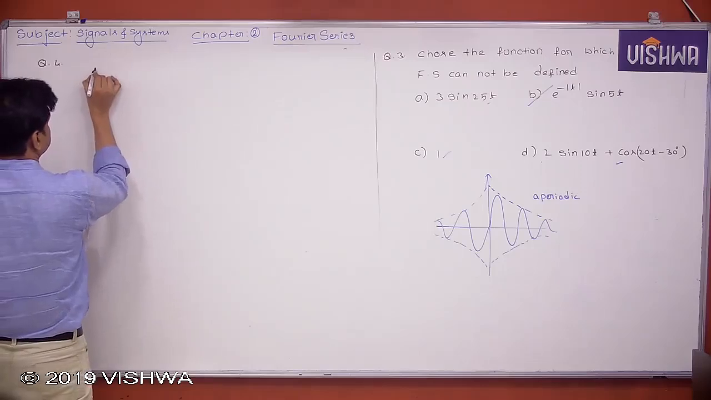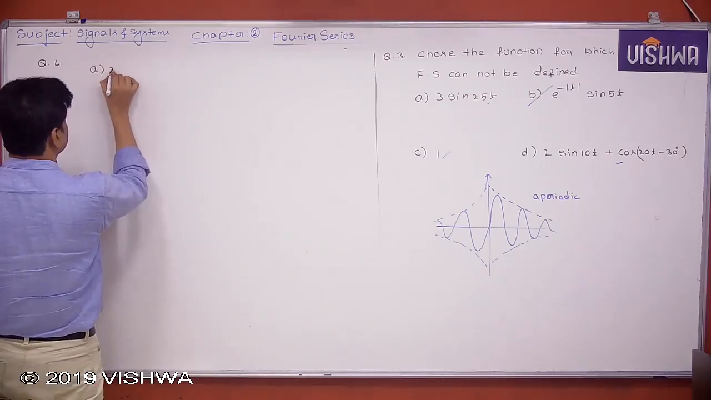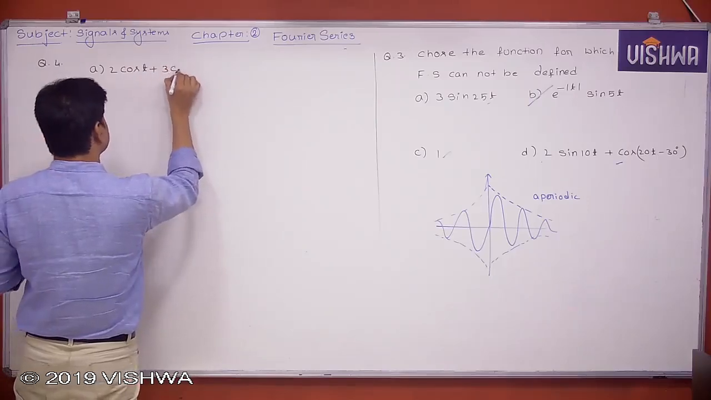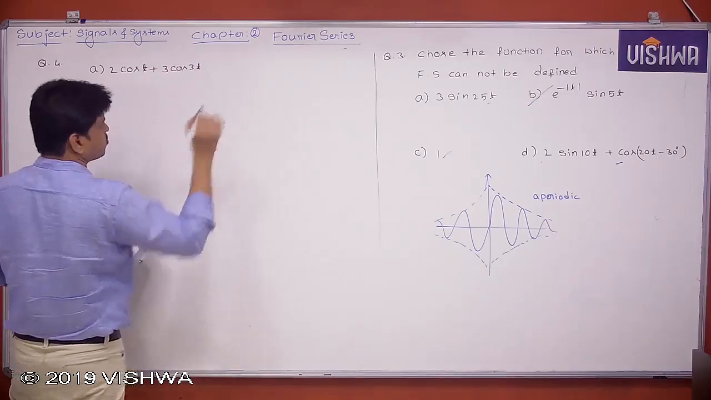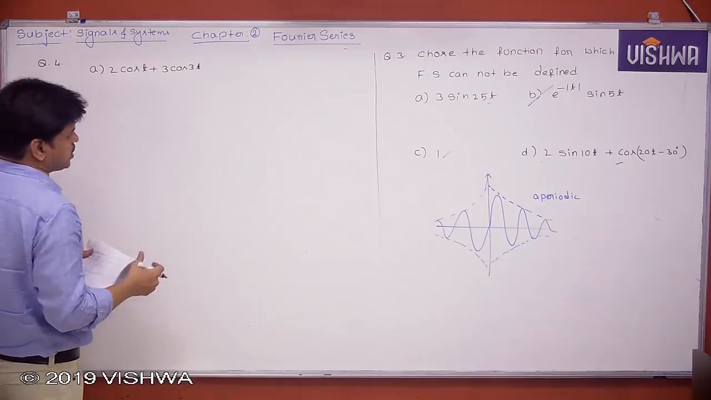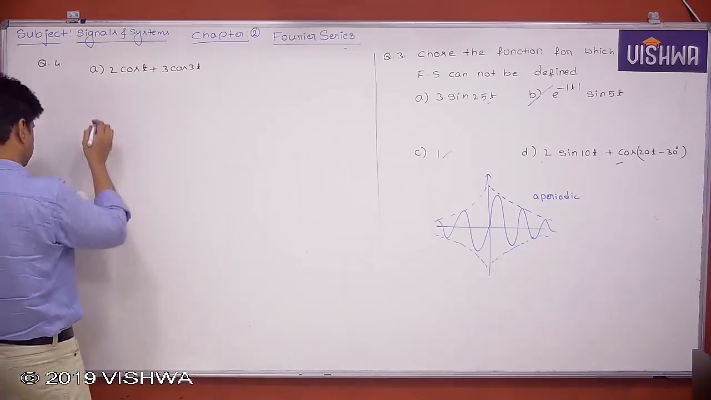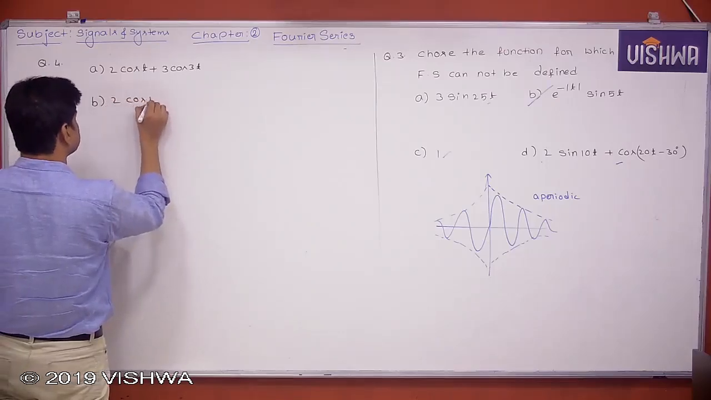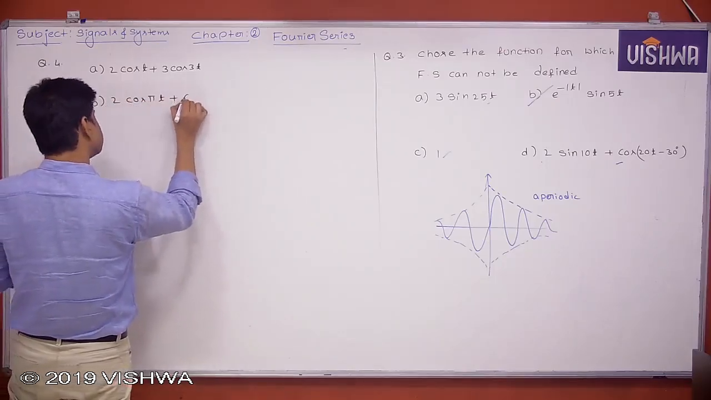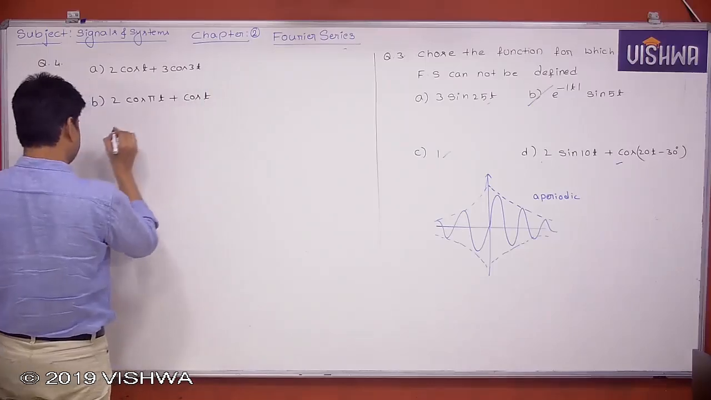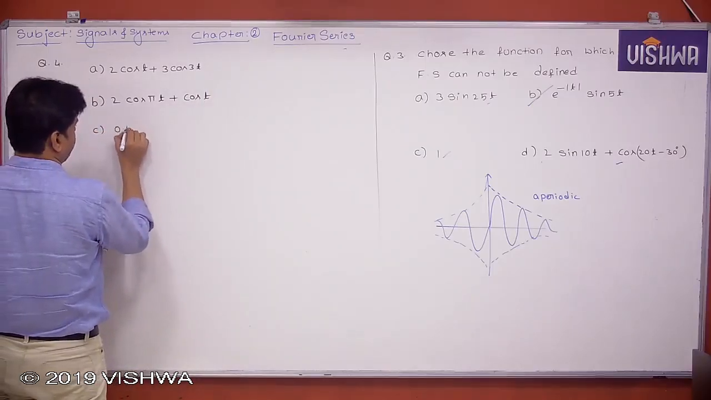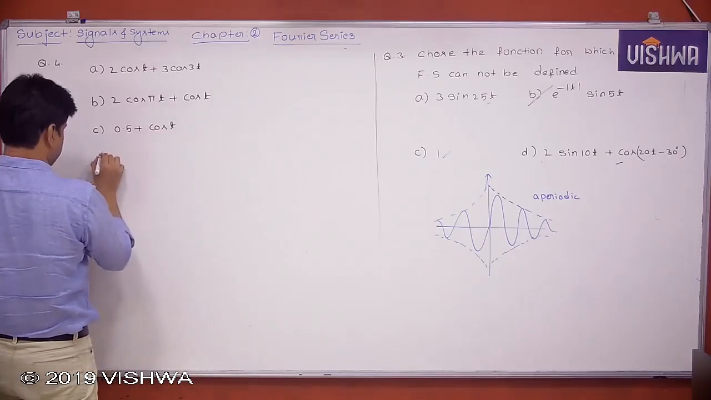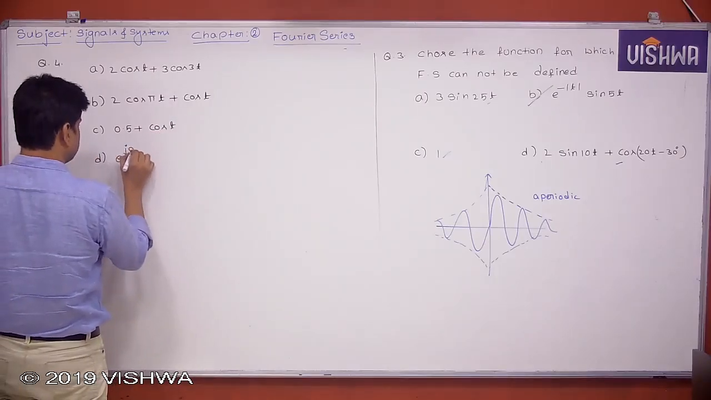Options: 2 cos t plus 3 cos 3t. The same question: choose the function for which Fourier series cannot be defined. The options are different. 2 cos pi t plus cos t, 0.5 plus cos t, e power j 8t.